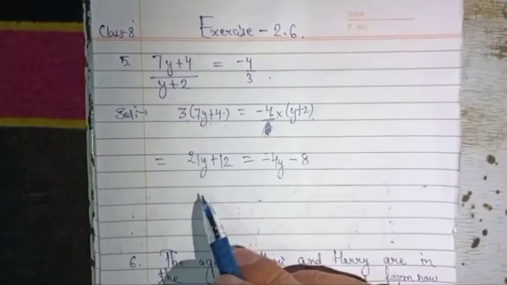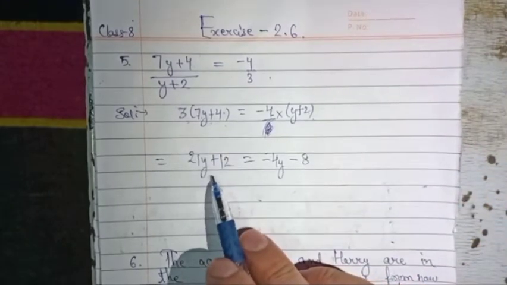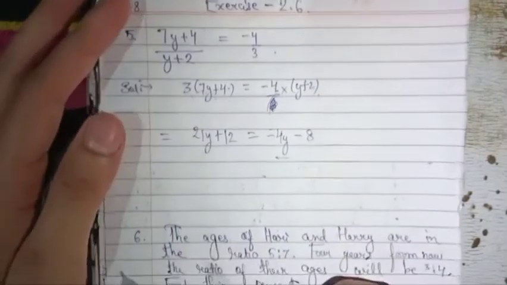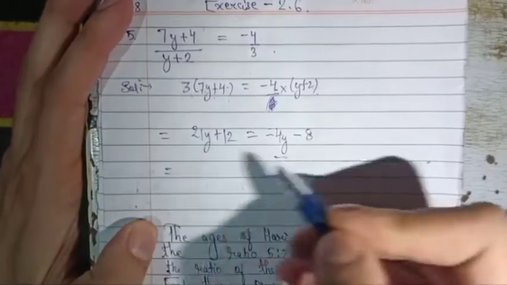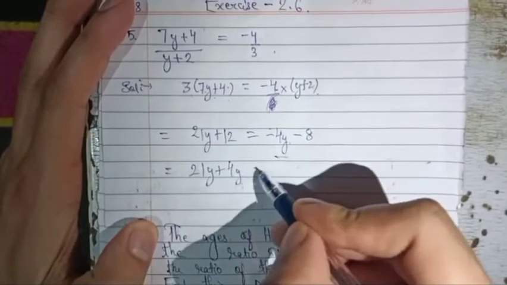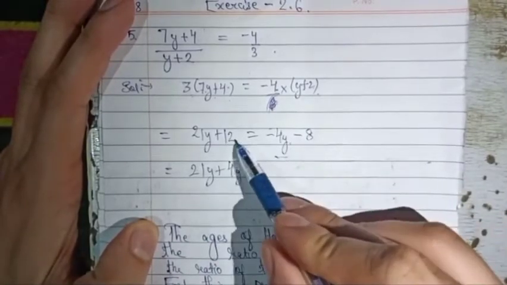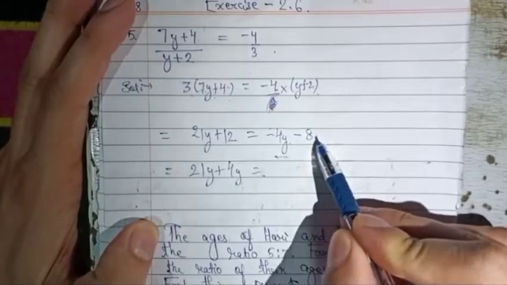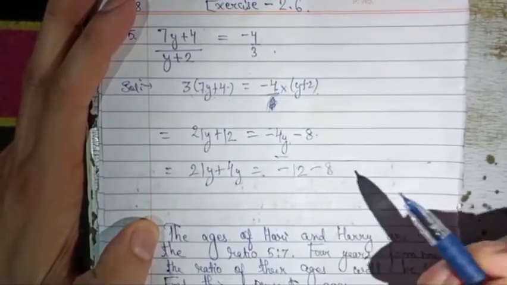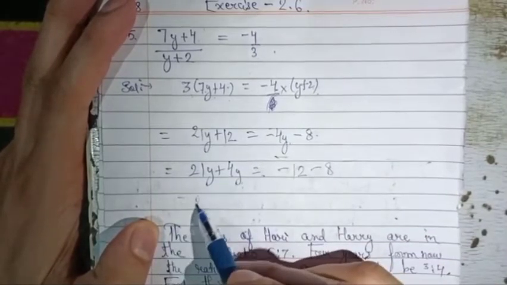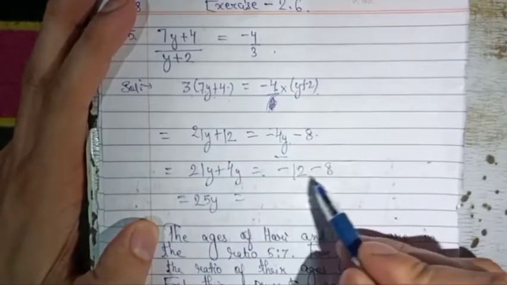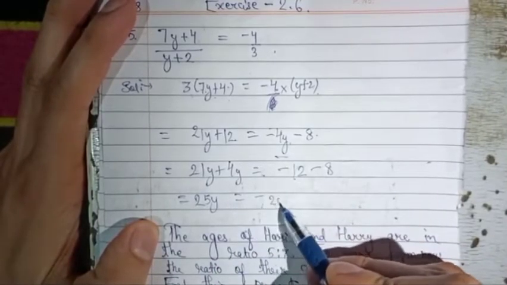Now we will calculate the value of y. So we will take variable on the left hand side. So it will become 21y plus 4y is equal to, this 12 will move towards the right hand side, so it will become minus 12 minus 8. 21 plus 4 is 25y is equal to minus 12 minus 8 will become minus 20.